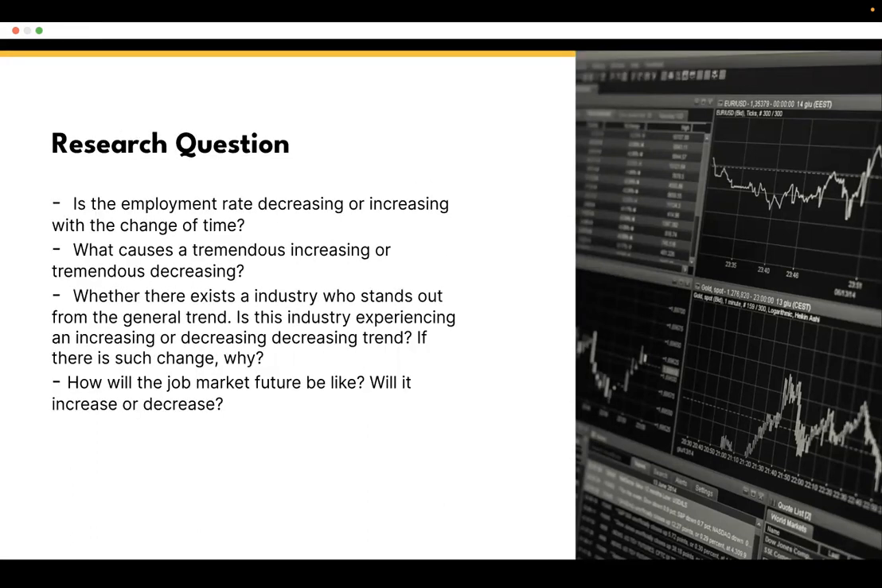So our research questions are: is the employment rate decreasing or increasing? What caused the tremendous increase or decrease? Whether there exists an industry that stands out from the general trend, and is that industry experiencing an increase or decrease? If there is such an industry, why? How will the future job market be like?